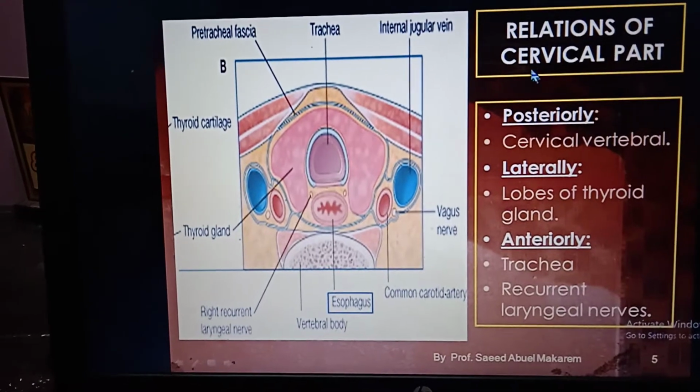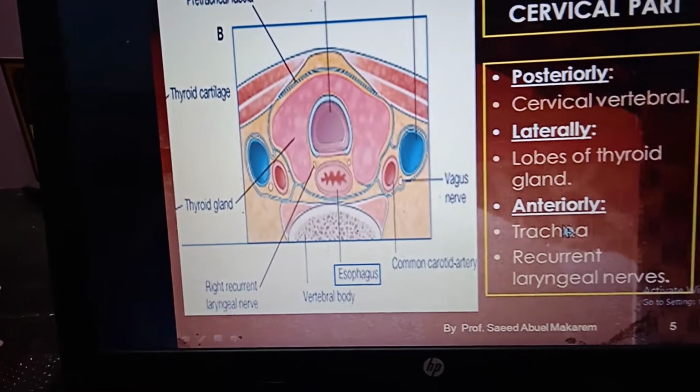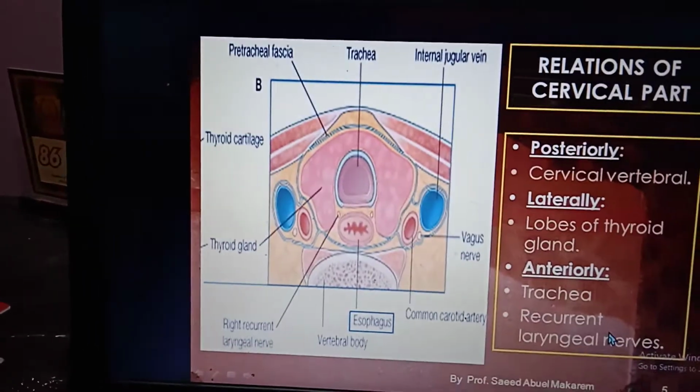So what are the relations of the cervical part? Posteriorly cervical vertebra, laterally lobes of thyroid gland, and anteriorly trachea and recurrent laryngeal nerve.